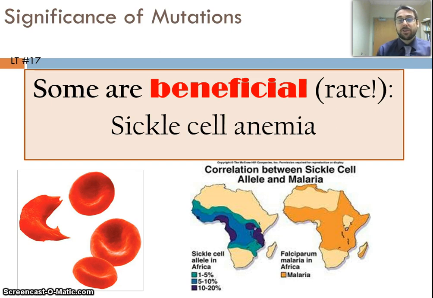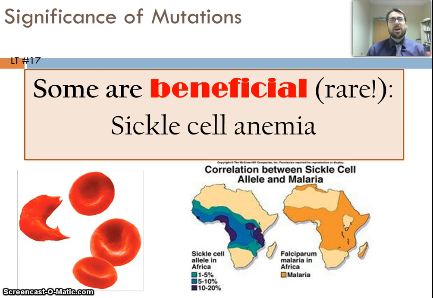But here's an example of a real life one that could be considered beneficial. Sickle cell anemia. So we can see our picture here of sickle cell anemia. We see our red blood cells that are normal here. We see our crescent or sickle cell blood cells, and those sickle cell blood cells do not carry oxygen as well, and they're not as flexible, so they can get clogged up in your arteries and cause problems with strokes, heart attacks, and just general blood flow.